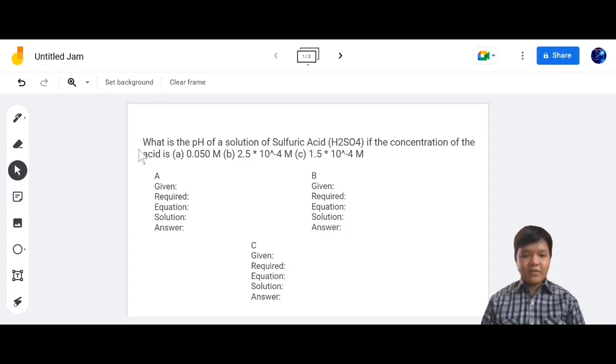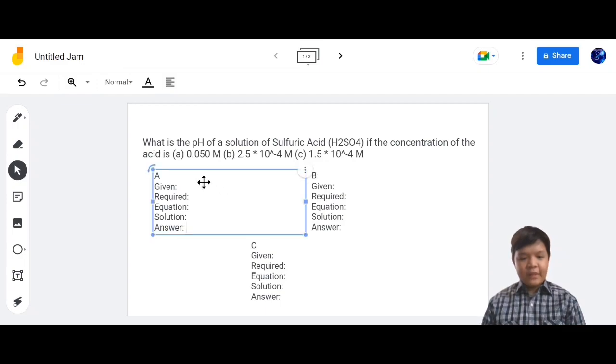Here's our next question. What is the pH of a solution of sulfuric acid, H2SO4, if the concentration of the acid is A, 0.050 moles, B, 2.5 times 10 to the power of negative 4 moles, and C, 1.5 times 10 to the power of negative 4 moles?